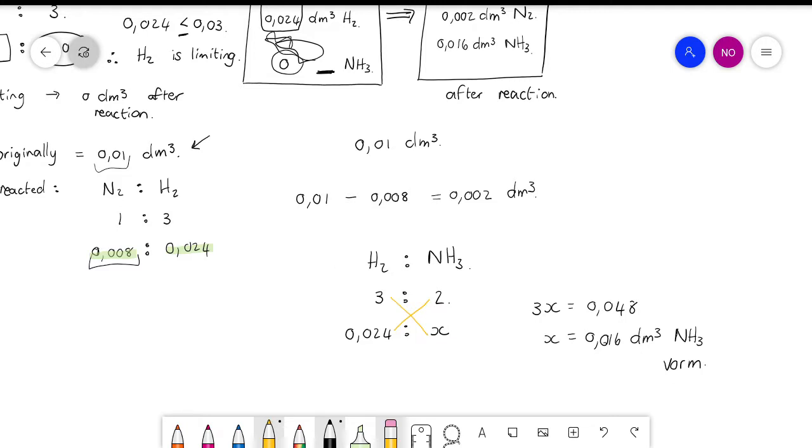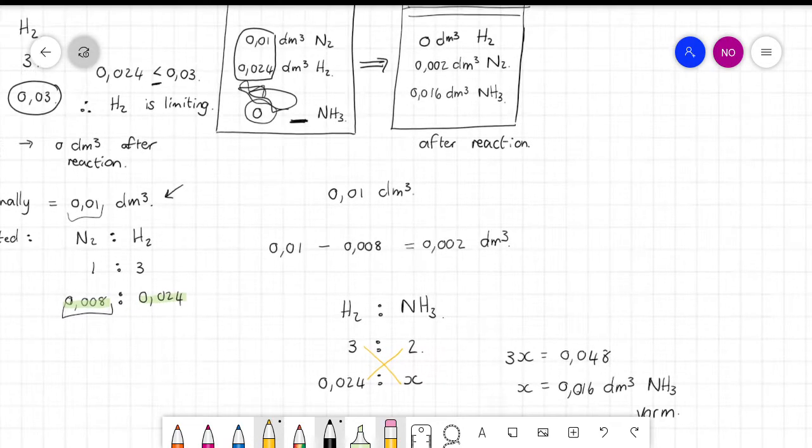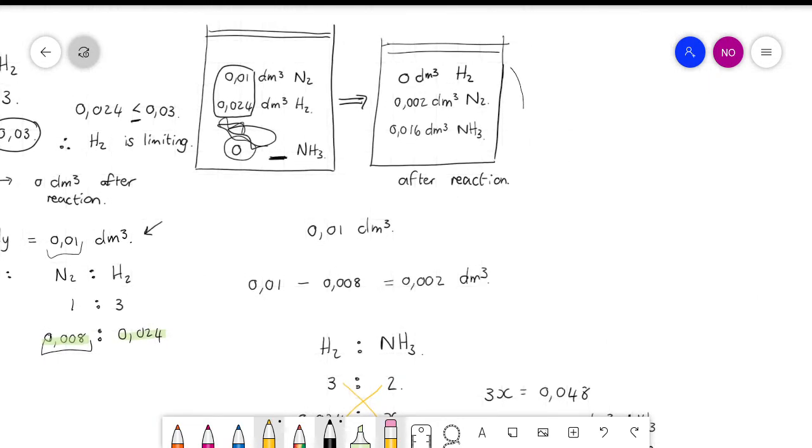Good. So what do we do now? We say all of these added together will give me 0,018 cubic decimeters of gas present. Because the question was, calculate the volume of gas that will remain in the container after the reaction is completed.